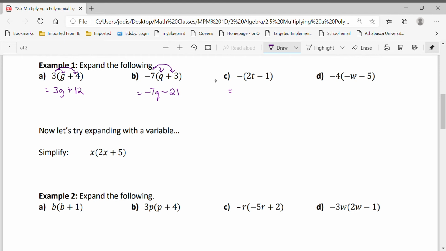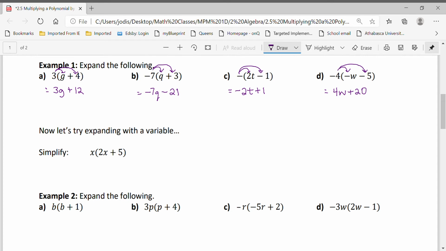If we just have a minus sign, it's like saying negative 1. So we're going to multiply everything in the brackets by negative 1. Negative 1 times 2t is negative 2t, and negative 1 times negative 1 is positive 1. And then this last one here, we've got negative 4 times negative w. Negative times negative is a positive 4w. Negative 4 times negative 5 is positive 20.